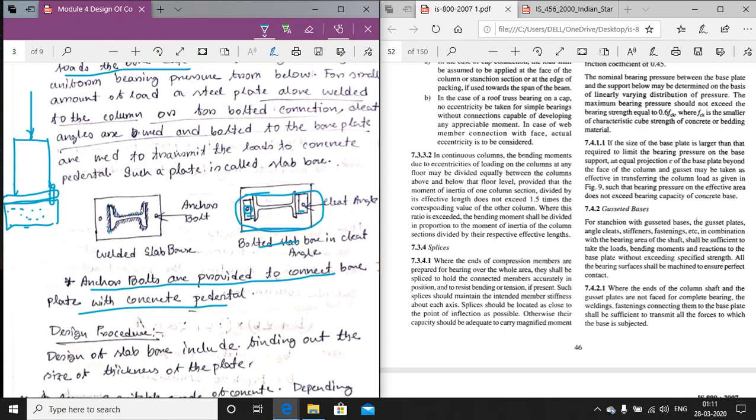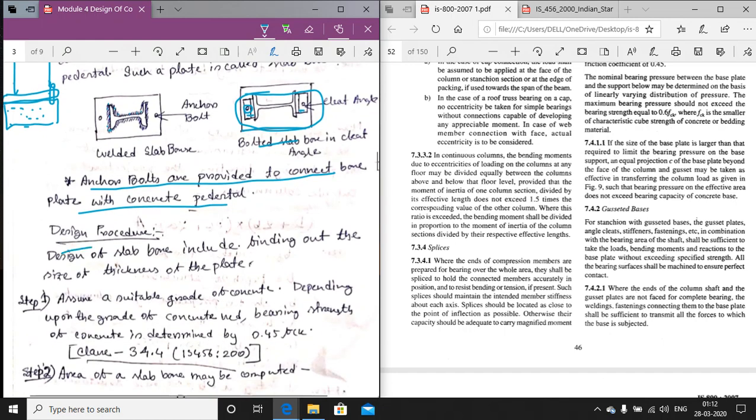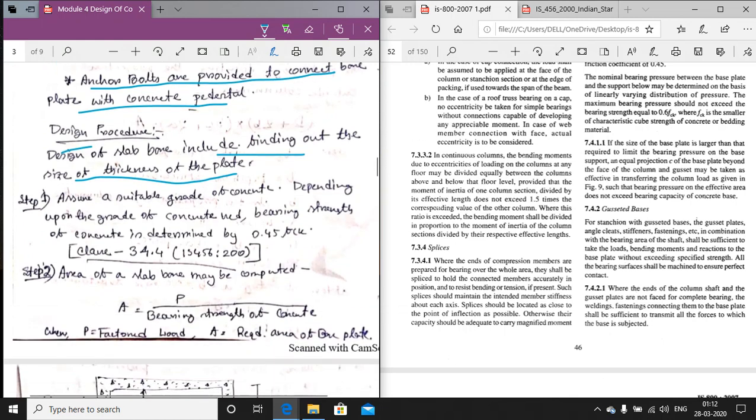Now we come to the design procedure of the slab base. What is the design procedure? What we are finding in this design, as I have told you in the theory, is the thickness and the size of the foundation bolt, and the thickness and the size of the base plate, that we will be finding out in today's lecture for slab base. The design procedure includes finding out the size and the thickness of the plate. So step one: assume a suitable grade of the concrete.